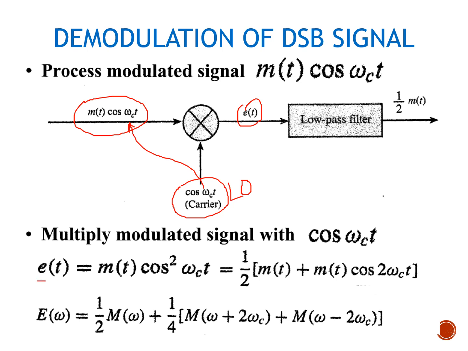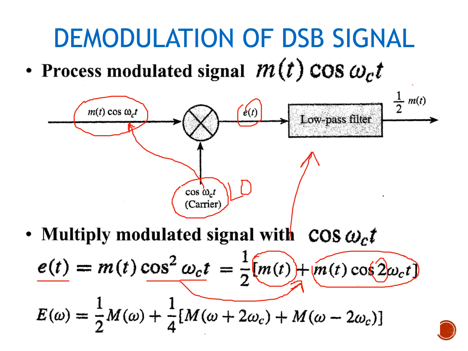What is this e(t) equal to? The expression is shown here, m(t) cos squared omega c t, because there is double multiplication. If we open this through the trigonometric identity, we get this term. You can see here we have m(t), the baseband signal, and a product of m(t) with a high frequency carrier. So if we use a low pass filter, we can easily filter out the baseband signal at the output. This is the way we can extract or demodulate the signal m(t) from the modulated version.